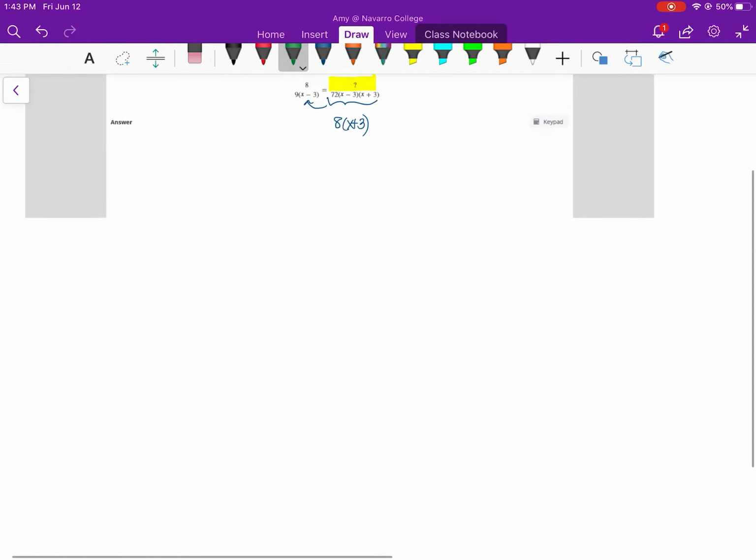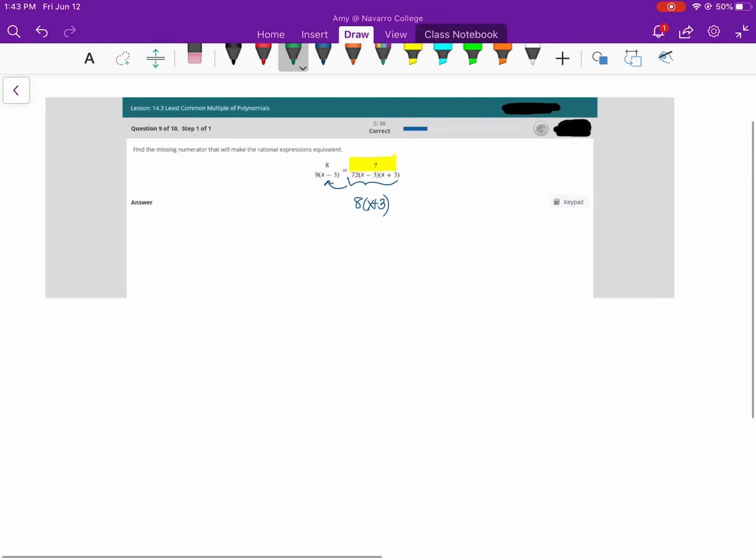So in this instance, that top of our fraction is 8, so we're going to come down here and multiply this by 8. And when we do that, 8 times 8 is 64 times x plus 3, and that is going to be the top, or the numerator, of our new fraction.